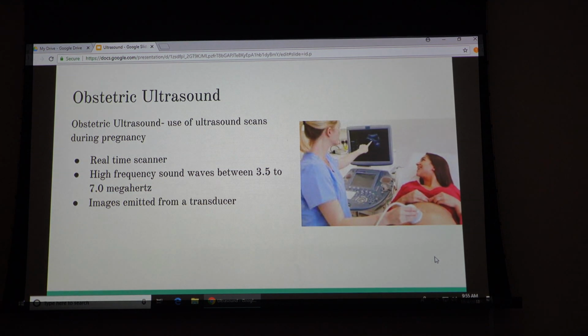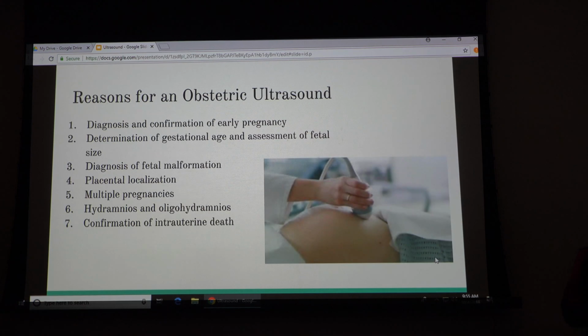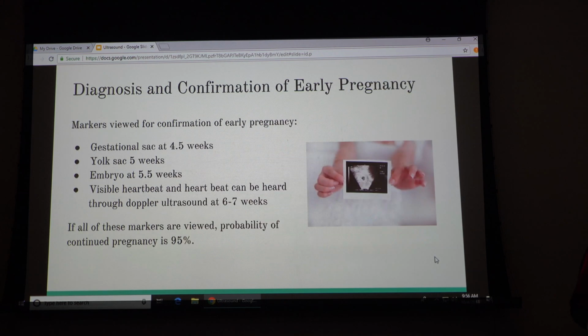Okay, so an obstetric ultrasound is the use of ultrasound scans during pregnancy, and it uses a real-time scanner, and like Dan said, the images are emitted from a transducer. So there are many reasons for an obstetric ultrasound as listed below, and I'm going to go through each reason, starting with the diagnosis and confirmation of early pregnancy.